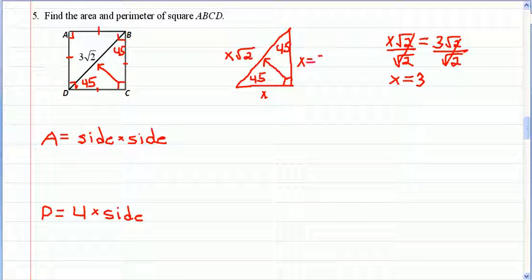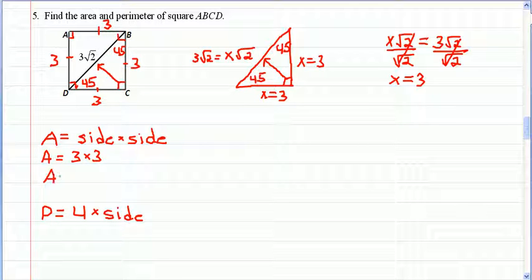So that means this x is 3, this x is 3, this one we already knew was 3 root 2, and since it's a square, we know that all four sides are 3. So when I find my area, it's equal to 3 times 3. So the area is equal to 9. When I find the perimeter, it's 4 times the length of each side, so 4 times 3, so the perimeter is equal to 12.